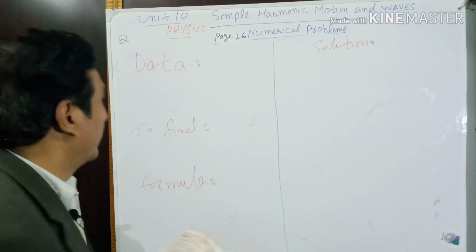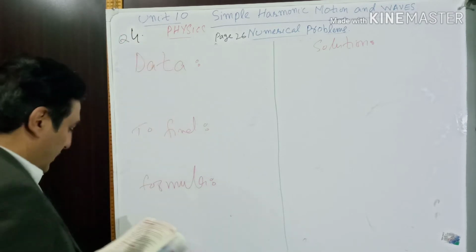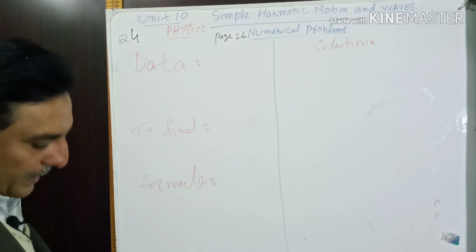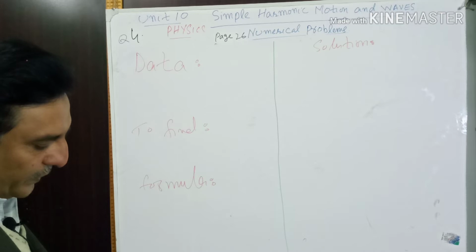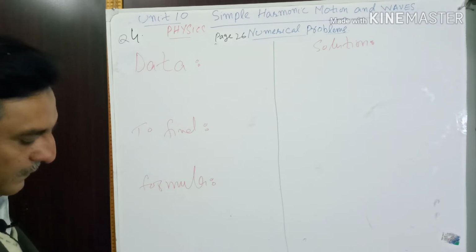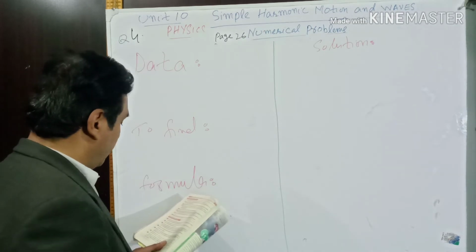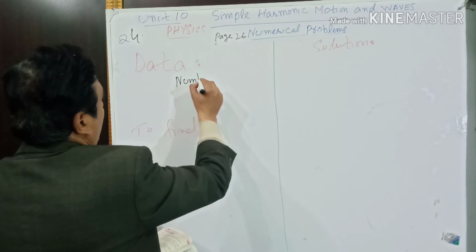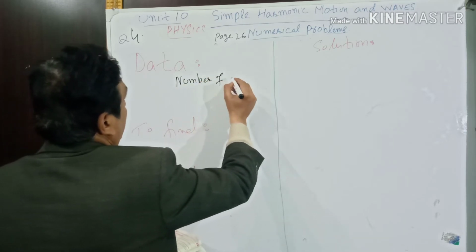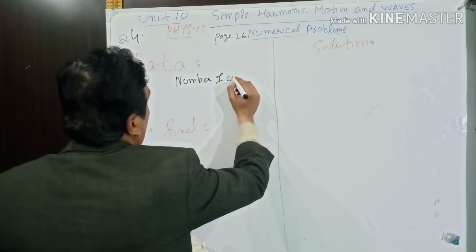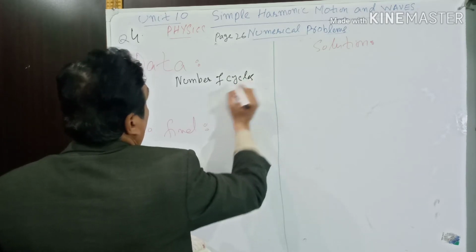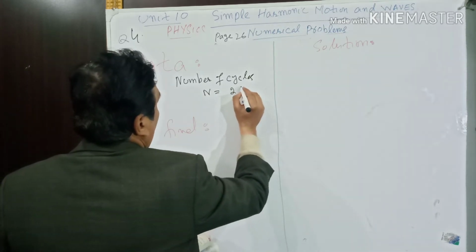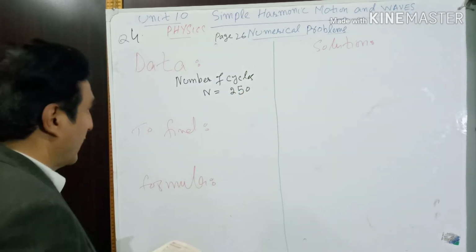Now solve question 4. Calculate the period and frequency of the propeller on a plane if it completes 250 cycles in 5 seconds. Number of cycles N is equal to 250. Time.